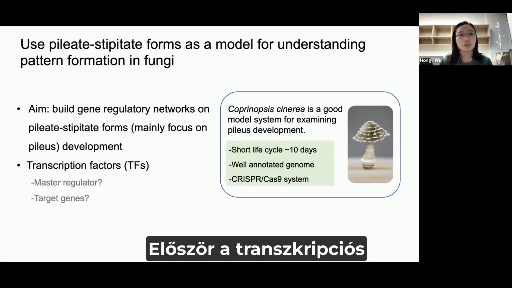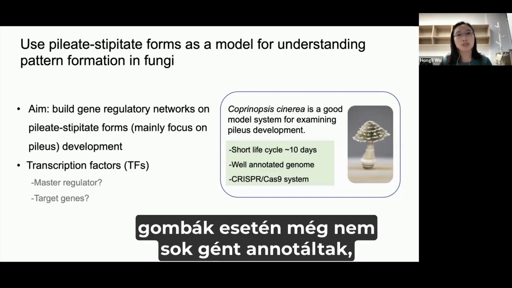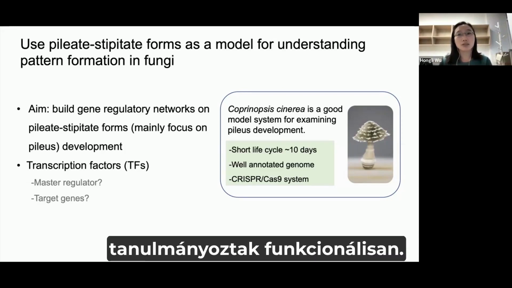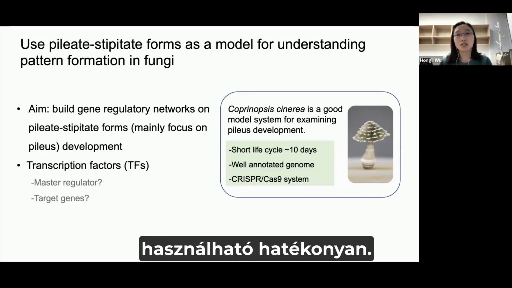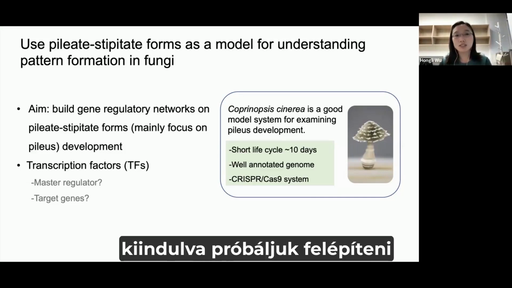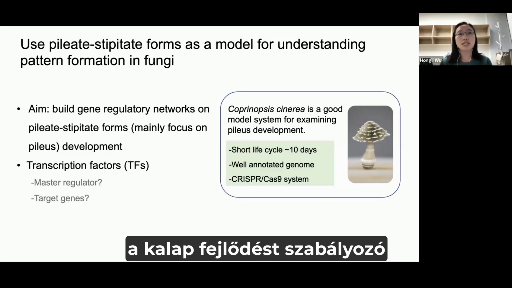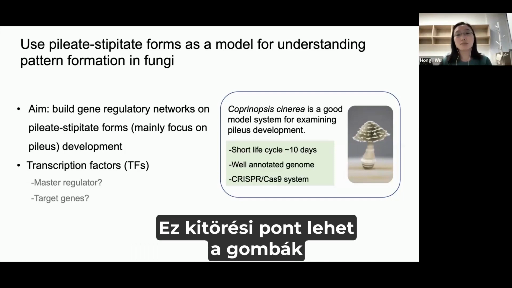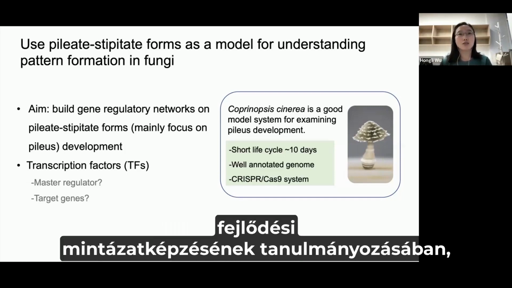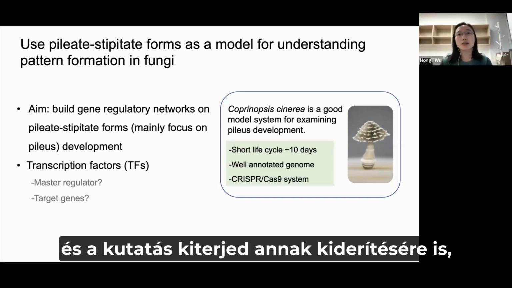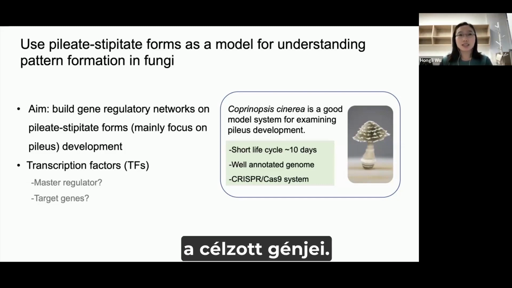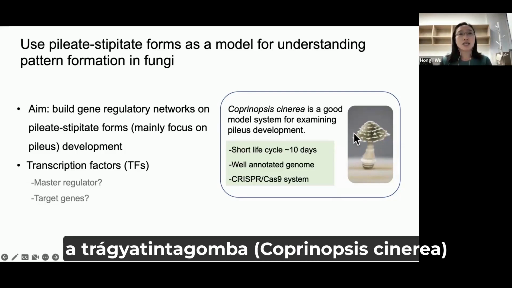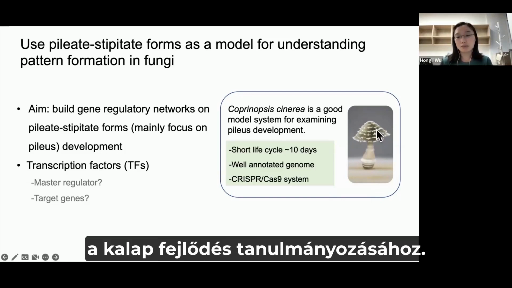And firstly, we focused on transcription factors because in mushrooms, not so many genes are well annotated and functionally studied. The CRISPR-Cas9 system is not working very efficiently. So starting with transcription factors to try to build gene regulatory networks of cap development could be a tipping point in pattern formation study in fungi. And this study includes whether our candidate transcription factors are master regulators and what their target genes are. So to reach this point, we use Coprinopsis cinerea as a model species to examine cap development.